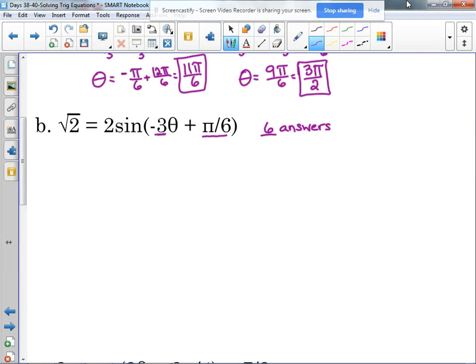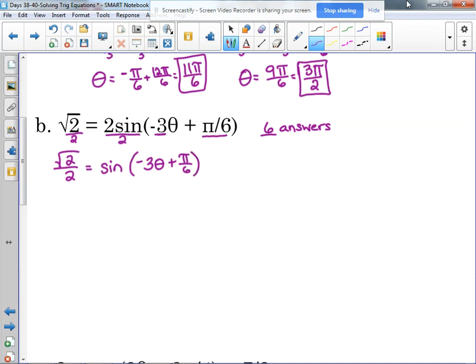All right, we need to start, same premise though, our trig function is not by itself, it's being multiplied by 2, so we're going to divide both sides by 2. So we've got the square root of 2 over 2 is equal to the sine of negative 3 theta plus pi over 6.